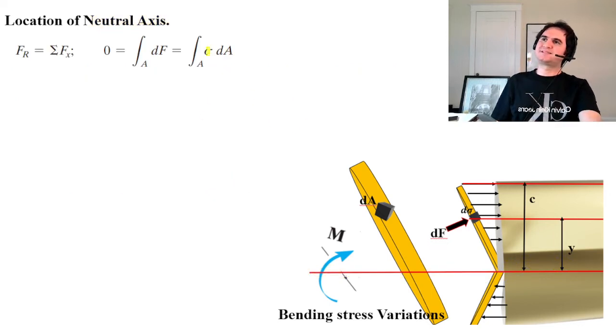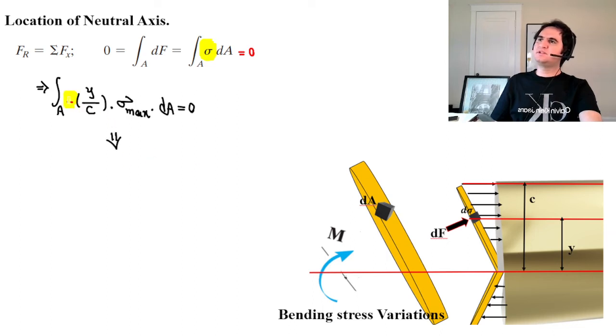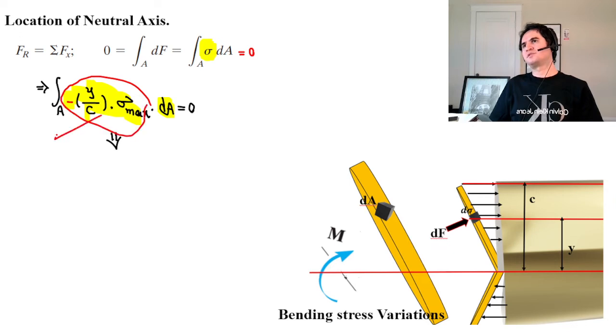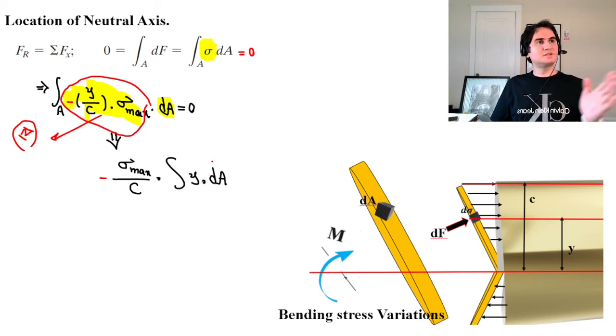If you replace the sigma from equation 4, which we already calculated, that's nothing but negative y over c times sigma maximum times dA. That's the relation between sigma and sigma max, which is our previous force equation. So sigma dA is force and it goes to zero. Let's take the constant out of the integration.